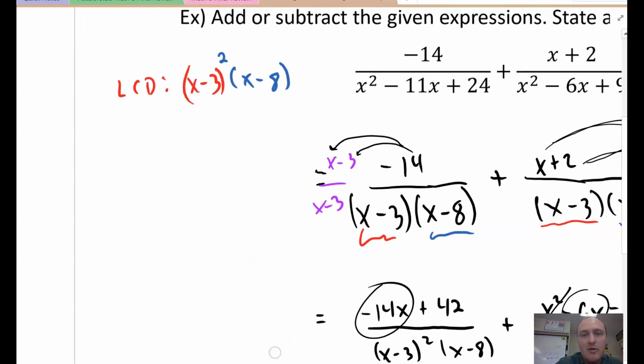x cannot equal, x minus 3 equals 0. I know I have two of these. Okay, but what does that mean? Well, x can't be 3. That's it. You can write it twice if you want. Be my guest, be my guest.